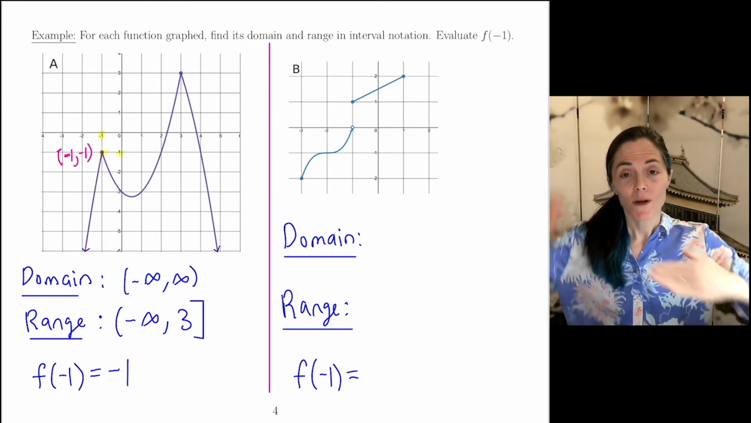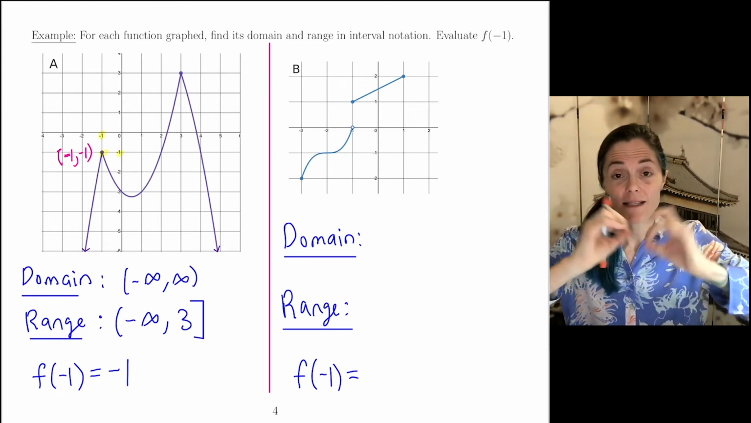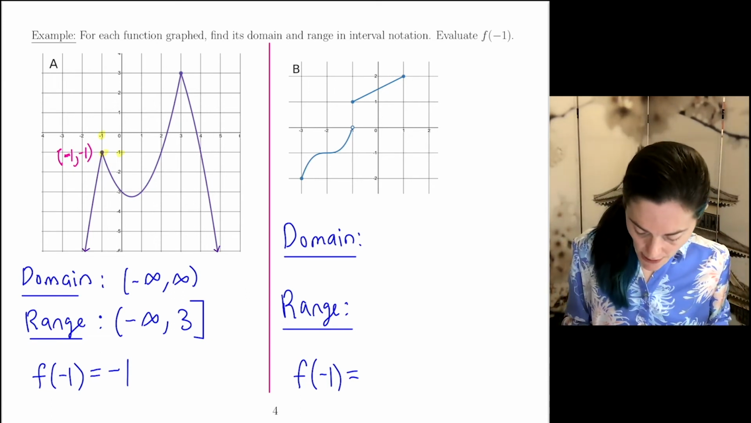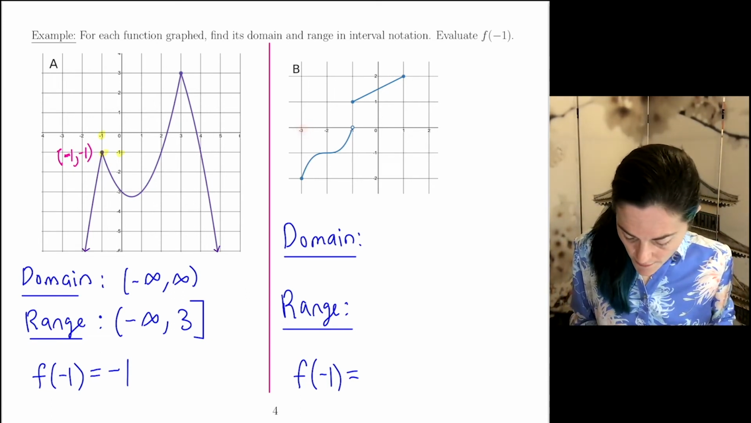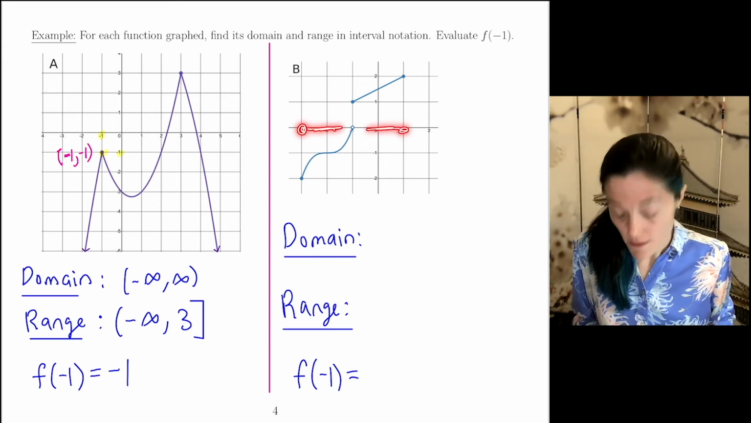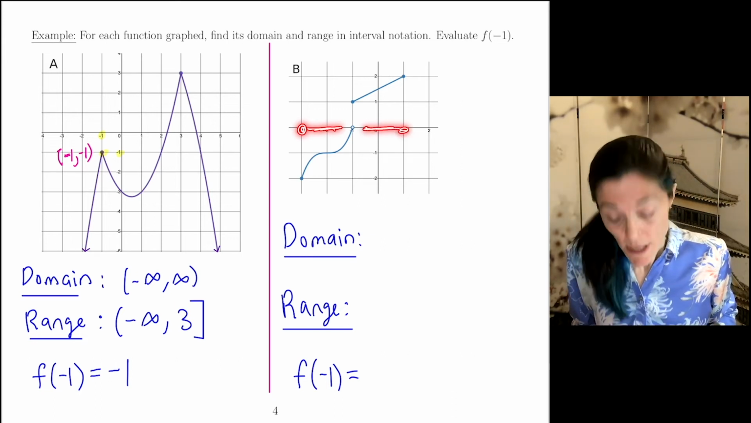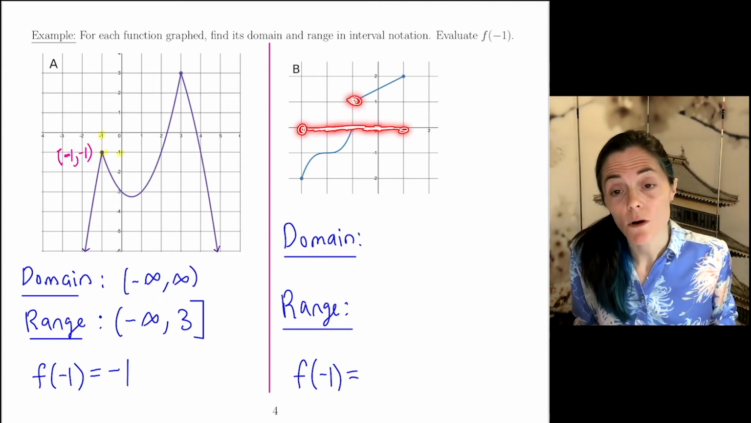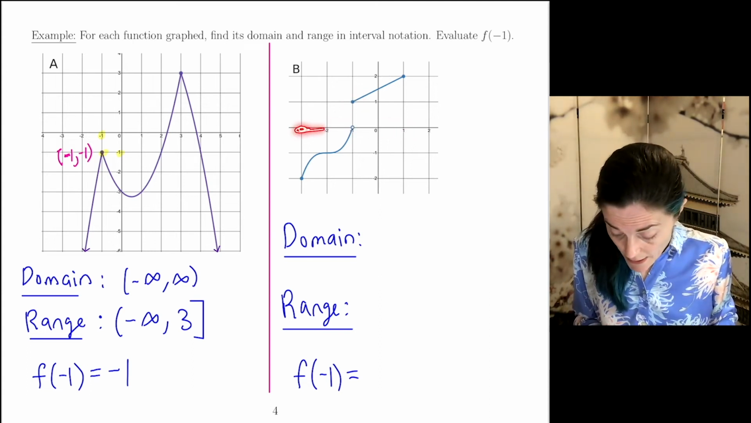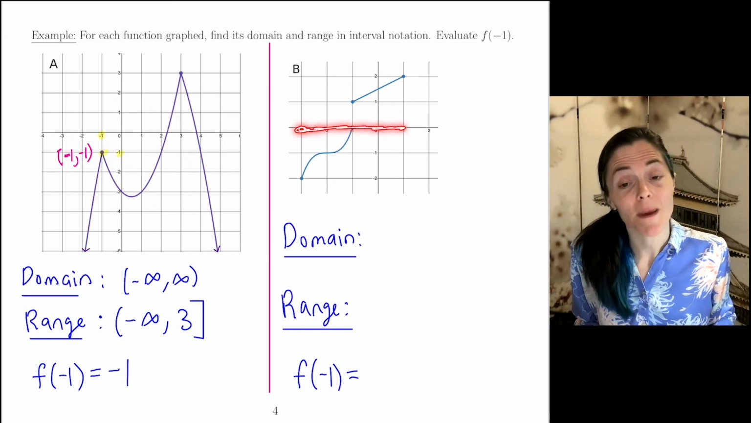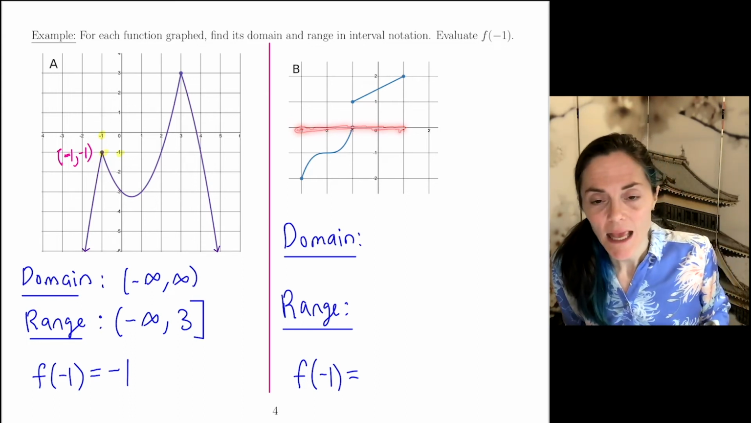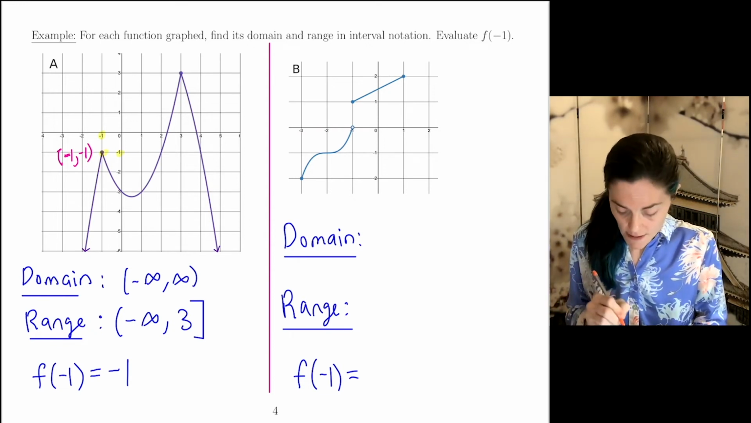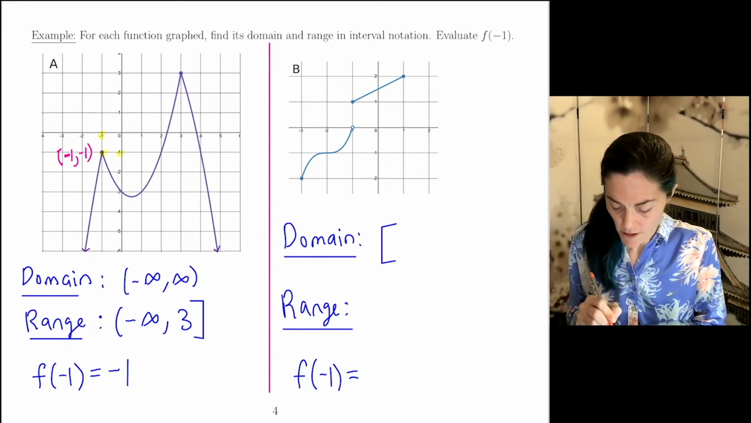Domain. We want to squash the entire graph down to the x-axis and see what gets traced out. So you see we'll get here, here, here. Now, up here is the dot, so it is defined at -1. So on the x-axis, we get all of this. The domain is a closed interval. It goes from -3 to +1. This is the domain of my function.